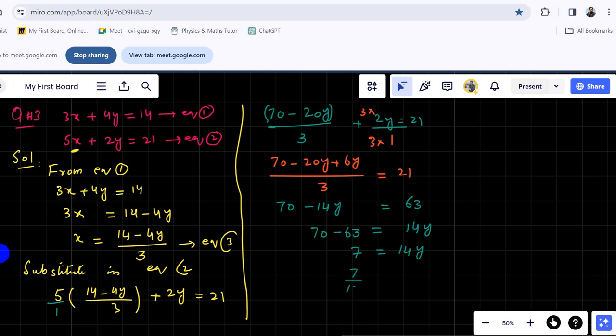That means y is equal to 1 upon 2. Yeah, so that is great. You did it in a very good way. It's 1 upon 2. So now we are left with x. So how can we find x here?